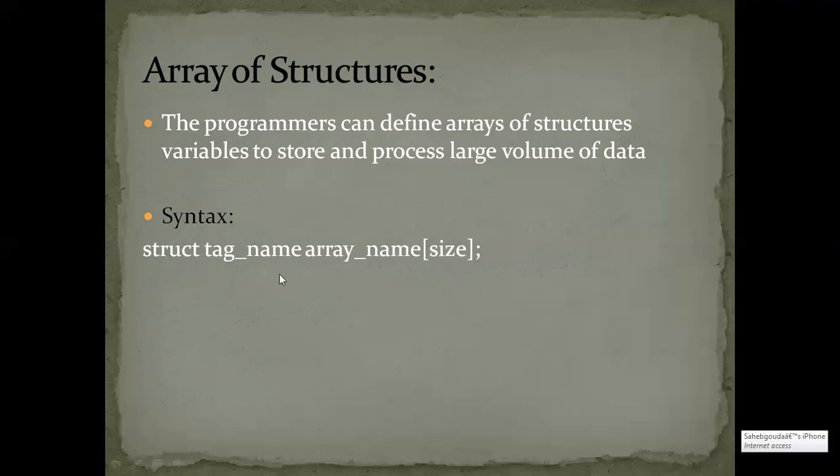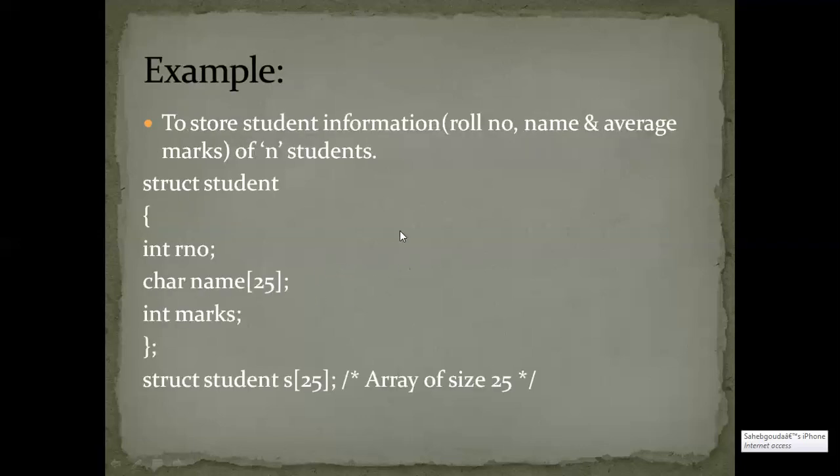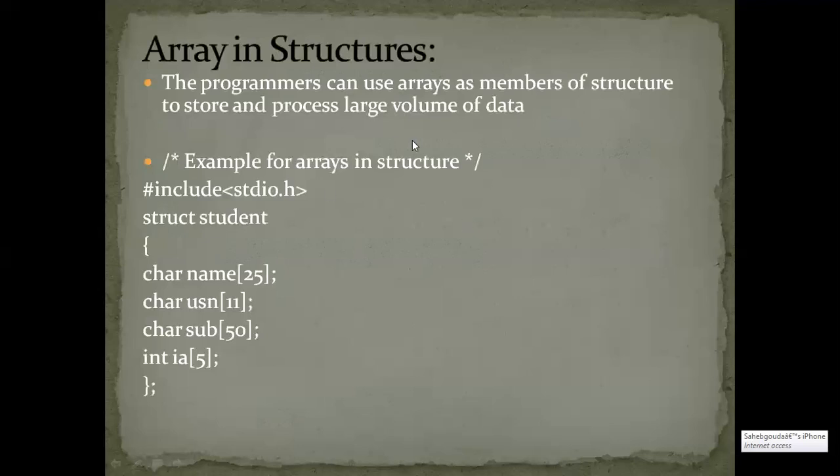Struct is a keyword, tag name is a valid identifier and array name is the name of the array. So this example is to store the student information, that is roll number, name, average marks of n students. So struct student, what are the members? Roll number, name and marks. In the name I use the array concept here. So name is an array of size 25, struct student s of 25. What do you mean by this 25? 25 means how many student data I can have. I can have 25 student data, that is array size is 25. Understood?